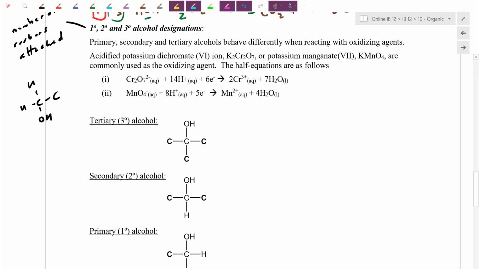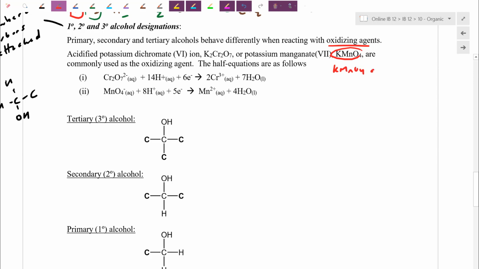The next reaction that we're going to talk about is the oxidation of alcohol. So what we're going to use is an oxidizing agent. There are 2 common oxidizing agents we use in organic chemistry. The one that we're going to mainly use here is potassium dichromate, K2Cr2O7. The other one is potassium permanganate. The only problem here is this potassium permanganate is usually too strong.